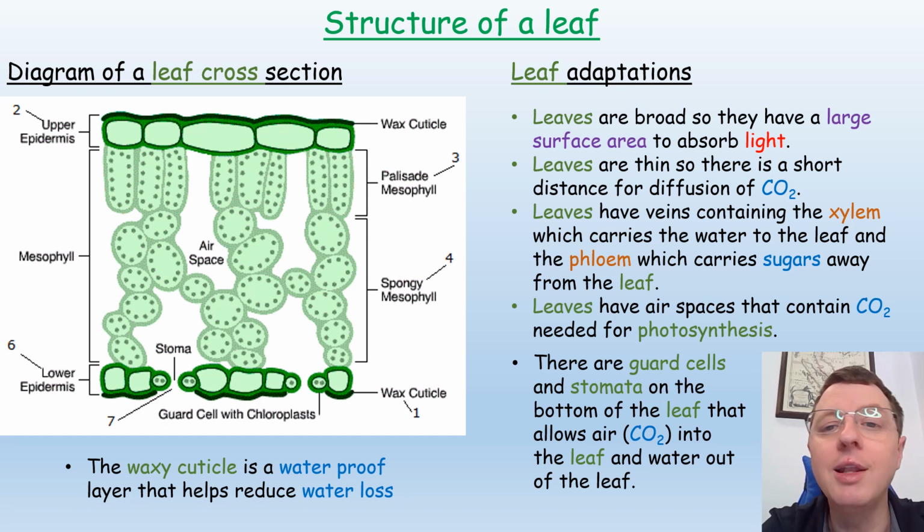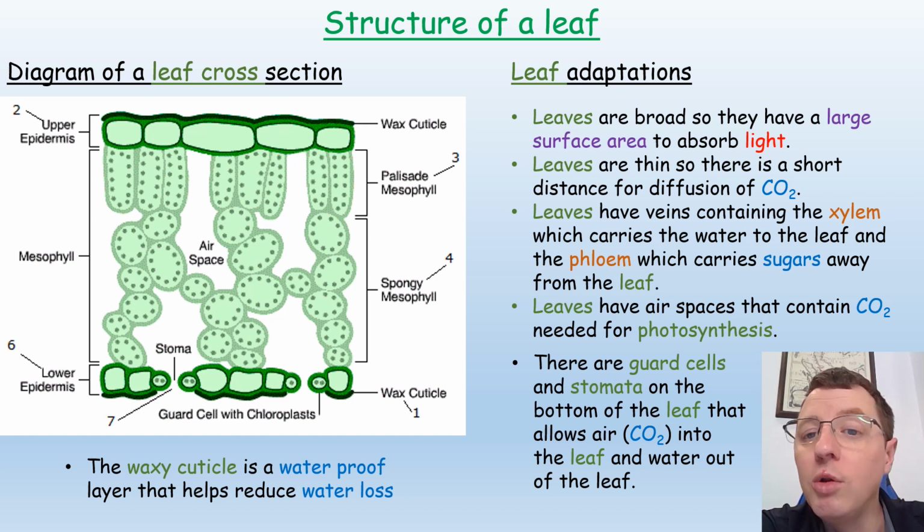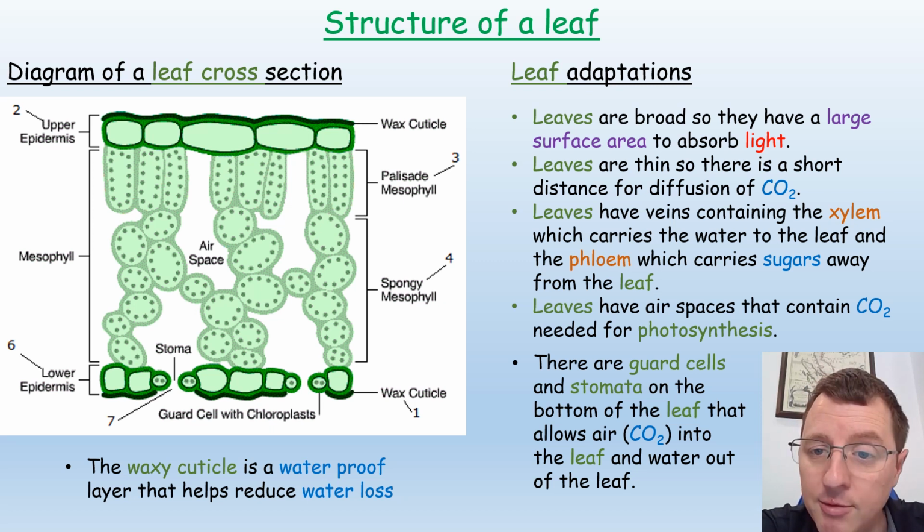So how is a leaf adapted in order to be able to carry out a fast rate of photosynthesis? Well, leaves are broad, so we have a large surface area to absorb the light. Leaves are thin, so there's a very short distance for the diffusion of carbon dioxide. Leaves have veins containing the xylem, which carries the water to the leaf, and the phloem, which carries sugars away from the leaf.